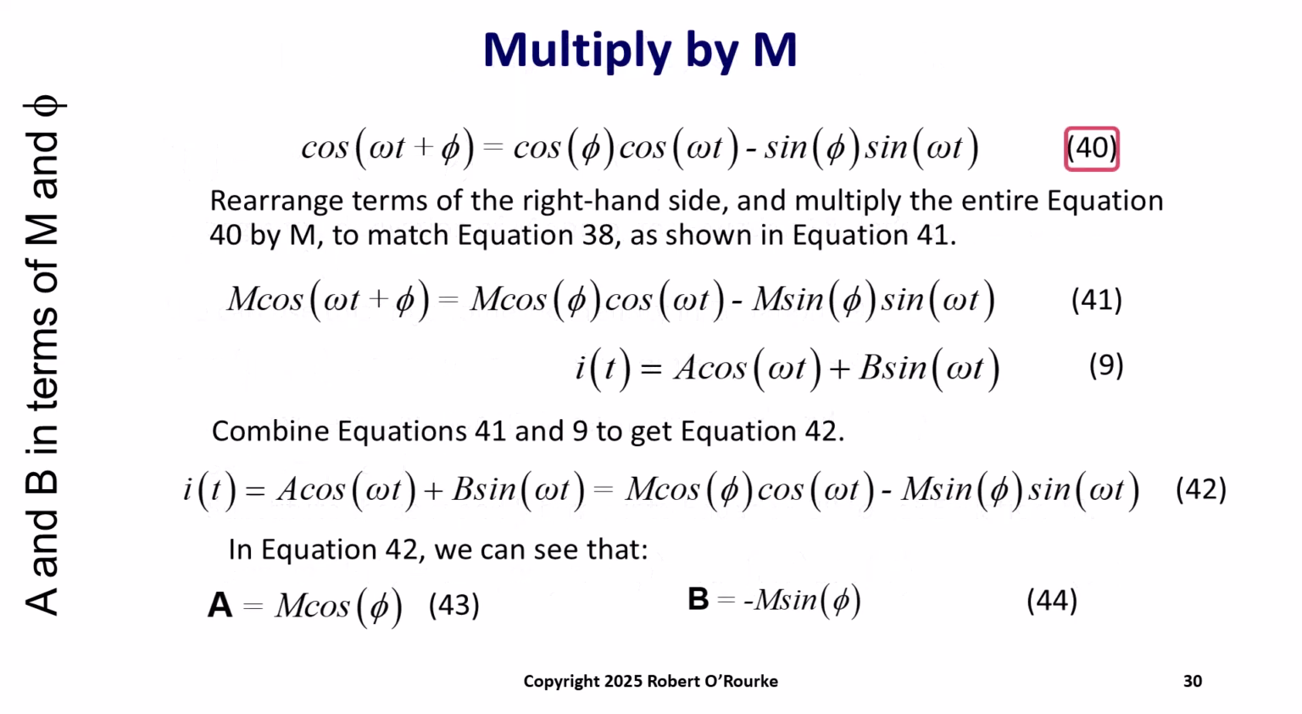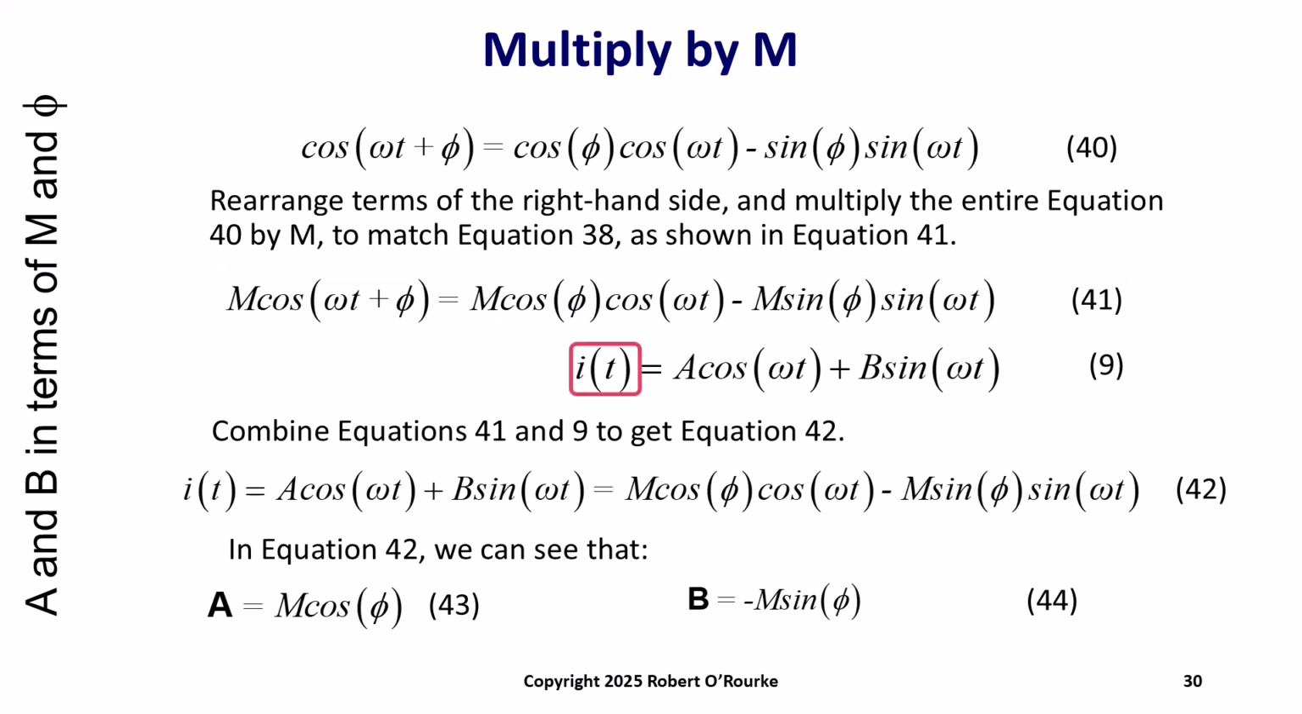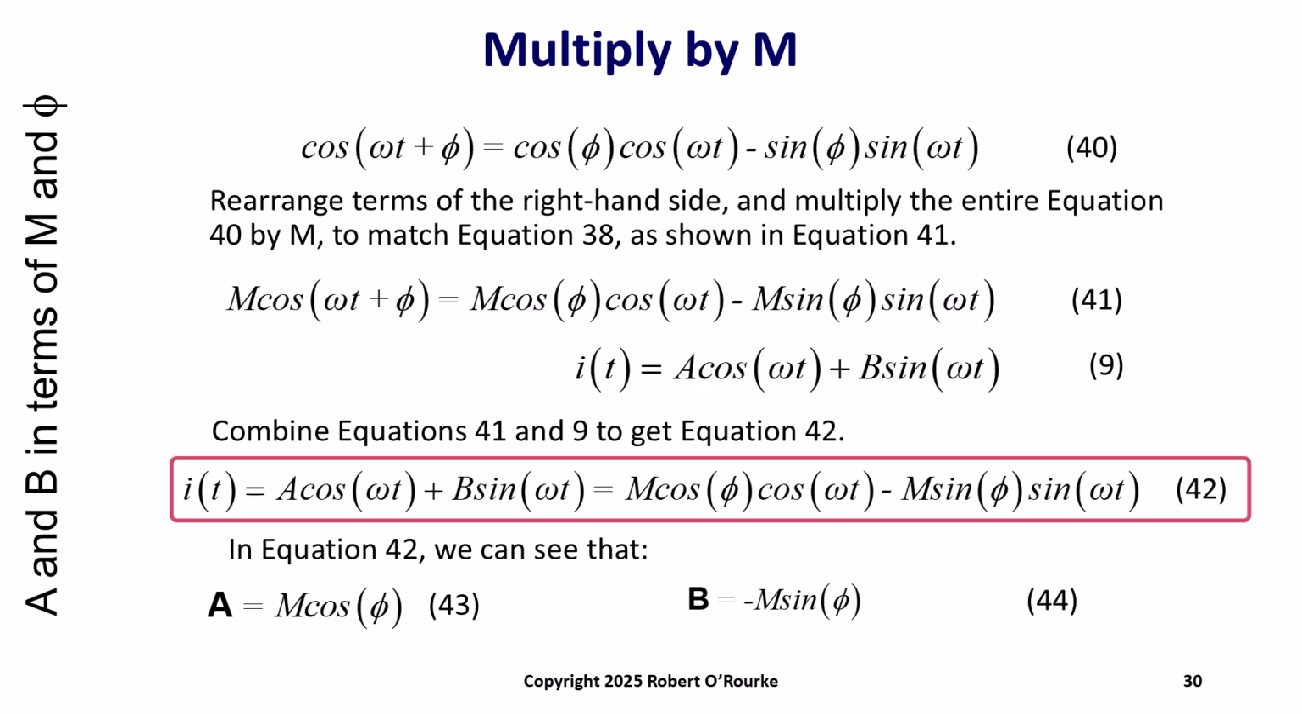Rearrange terms on the right-hand side of equation 40 and multiply the entire equation 40 by capital M to obtain equation 41. Now the left-hand side of equation 41 looks like equation 38, the cosine format we want. Remembering that equation 41 also equals current I of t, combine equation 41 with equation 9, containing the A and B terms. The result is equation 42.